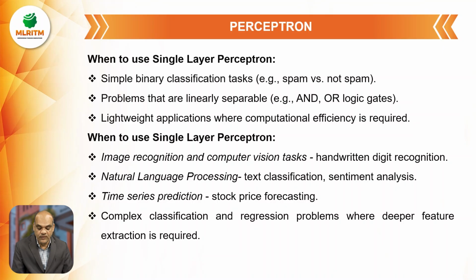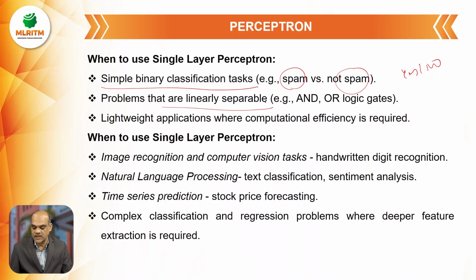When we have simple binary classification, like I told, if the mail is spam or not, if the decision is yes or no, in that case we can go for the single layer perceptron, where the data is linearly separable. That means we can divide the data into two parts with a simple straight line. So by drawing a simple straight line, I can divide this is one category of data, this is one category of data. So in this case, we can apply single layer perceptron.